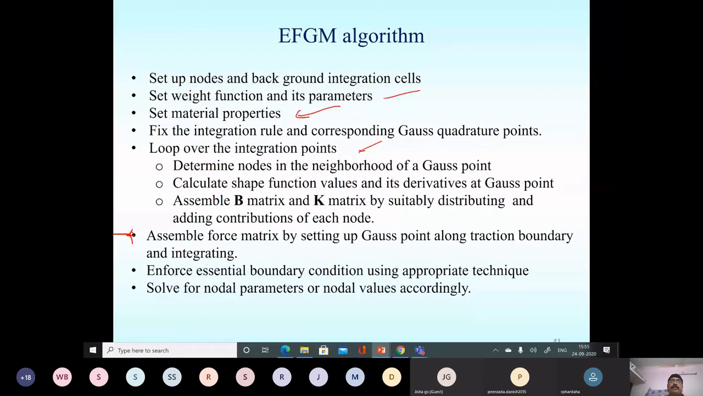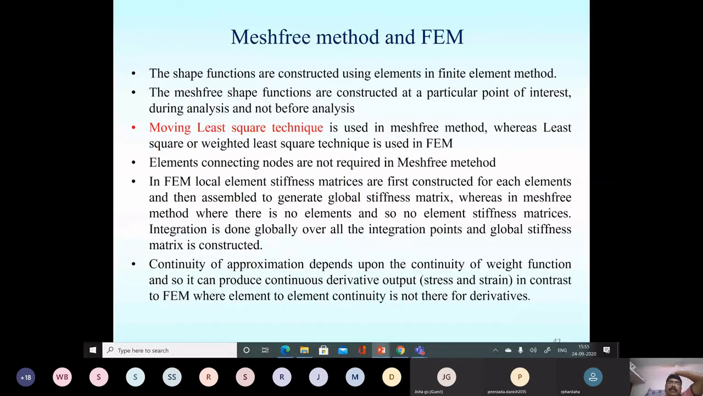Now, if you compare the Meshfree method and FEM, as I said, the shape functions are constructed using elements in FEM, but here they are constructed at a particular point of interest during the analysis and not before the analysis. Okay, the moving least squares curve technique is used in meshless, whereas other techniques are used in FEM. So element connecting nodes are not required in the Meshfree method, but in FEM we have local element stiffness matrices. They are first constructed and then assembled together to get the global matrix, and then you apply the boundary condition and solve it.